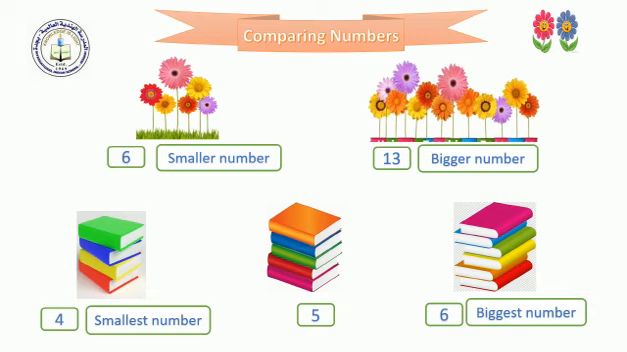When we compare three or more things, we use words such as smallest, biggest or greatest. Now in another picture, we have three sets of books. Set 1 has 4 books, second set has 5 books and third set has 6 books. Now we all know that number 4 is very small, so we say 4 is the smallest number. And 6 is very big in this set, so 6 is the biggest number.